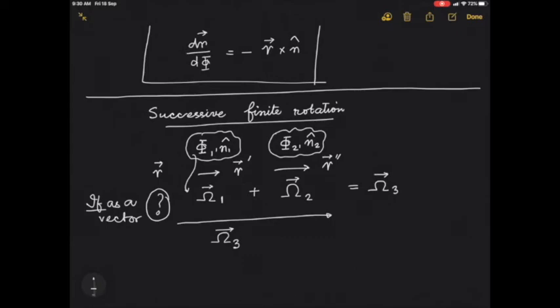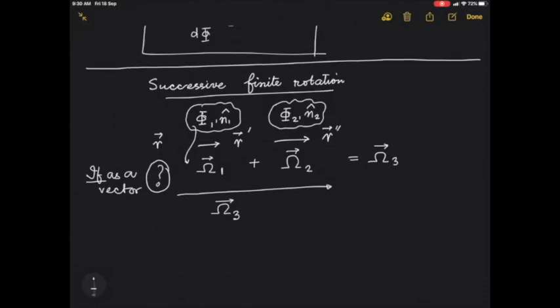And this omega 3 has to be related to omega 1 and omega 2 this way, because these two rotations give rise to the third one. Okay, so fine. So I get, using Euler's theorem, that omega 1 plus omega 2 equals omega 3. There is no problem in that.